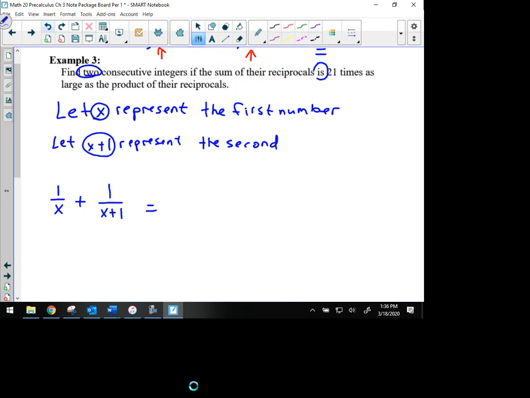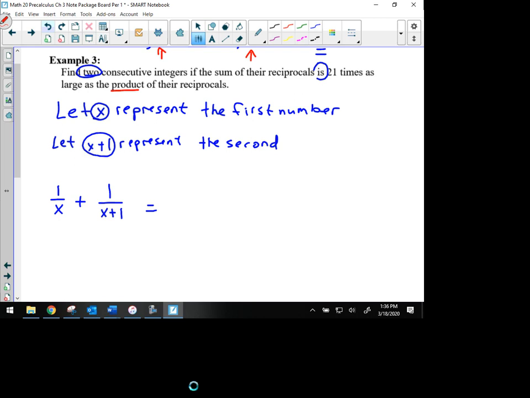So again, we have the equal sign. Let's look at the wording to the right side of that word. 21 times as large, so there's a multiplication, 21 times as large as the product of their reciprocals. Well, we're back to their reciprocals, right? Only this time we have the product instead of the sum.